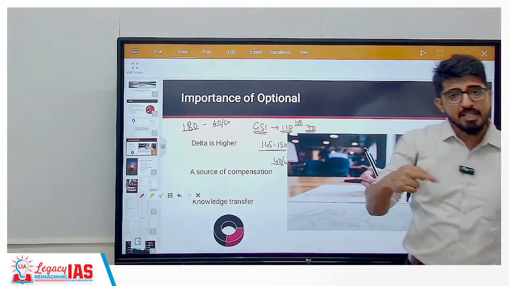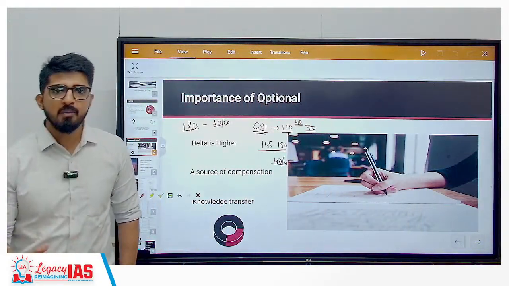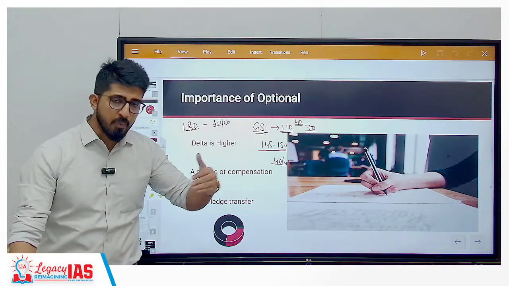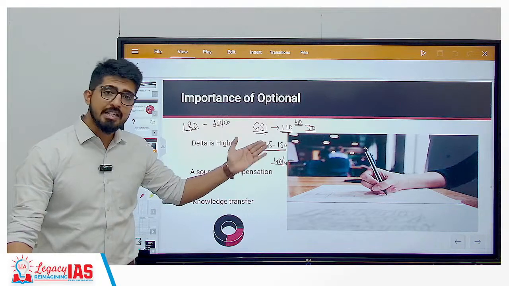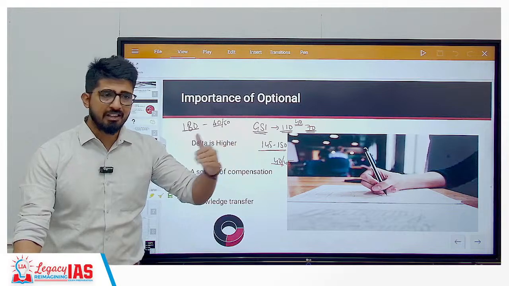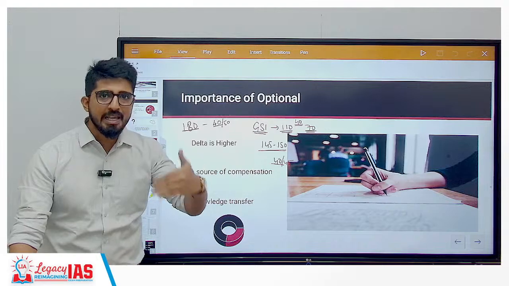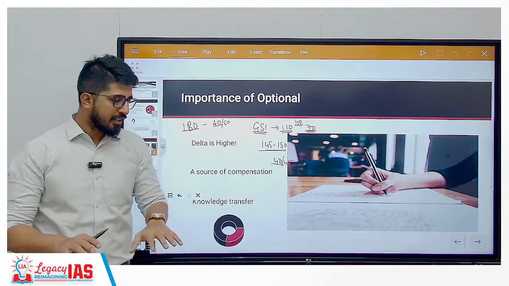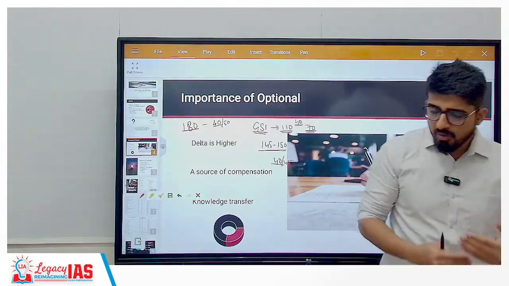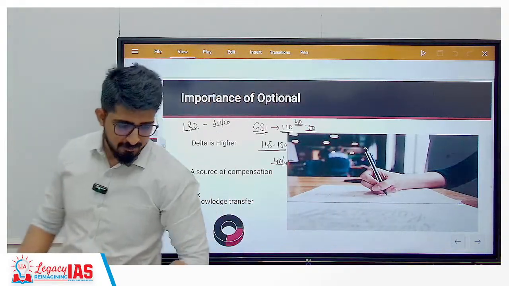So whichever subject has a very high delta, these are the subjects you have to be really careful about, and you have to put in a lot of work so that you can increase the score beyond the normal when it comes to the GS subjects. GS subjects generally get stagnated at a point like 125, 120. Beyond that, you will not be able to score. Why? Because everybody has almost the same knowledge related to GS subjects, and everybody will be writing the same answers. You can't expect the same in these papers.